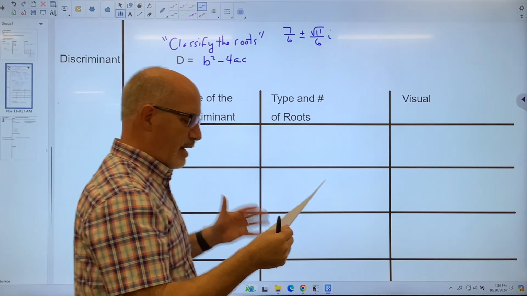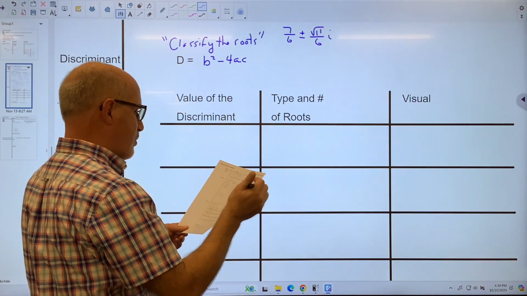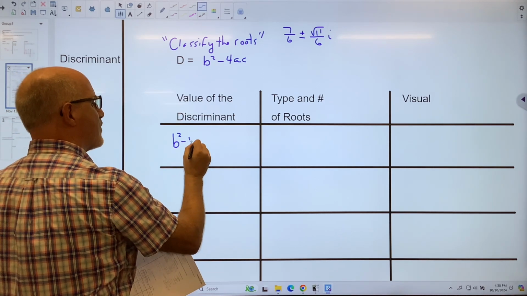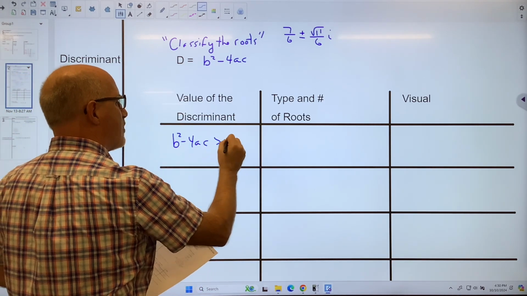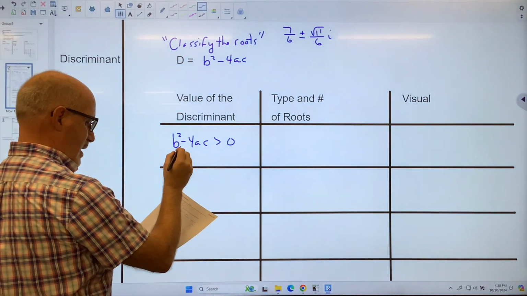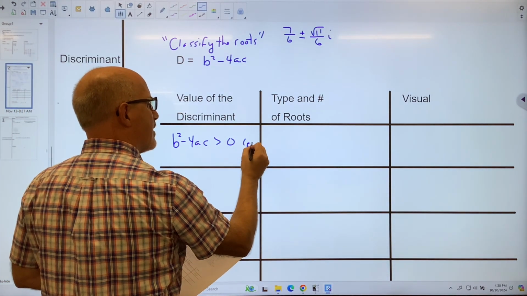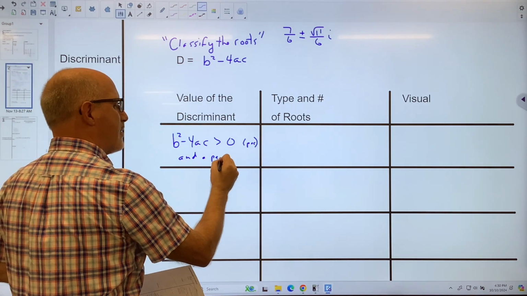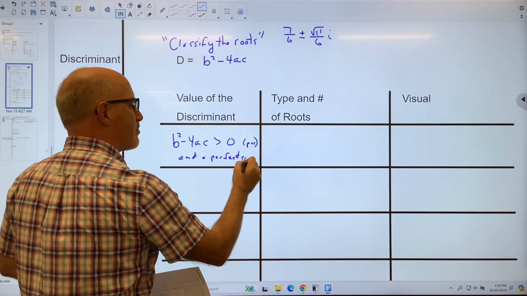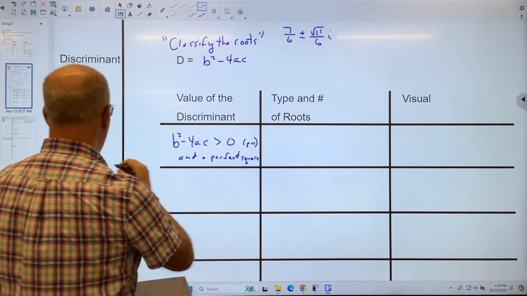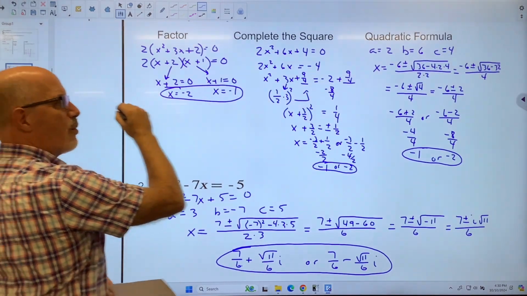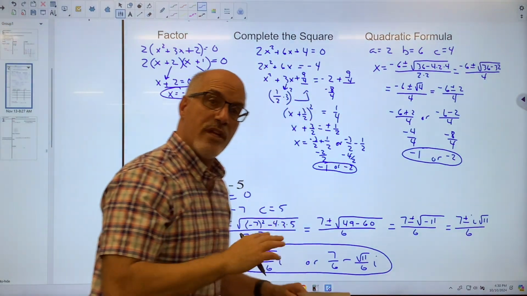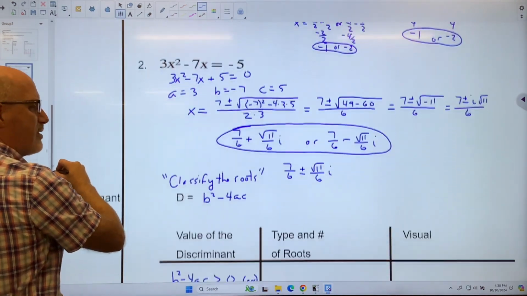Let's set up a chart for this, for the value of the discriminant. If the value of the discriminant, b squared minus 4ac, is greater than 0, that means it's positive. I'm also going to say, and a perfect square. A perfect square would be like the example up here where we got the square root of 4. 4 is a perfect square. It came out of the square root, so we had a rational number as an answer.